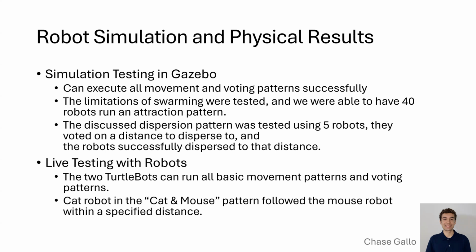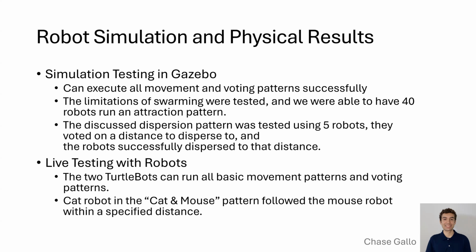We also tested some of the limitations in Gazebo, so we were able to have around a maximum of 40 robots run an attraction pattern, and they all attracted either in separate small groups or attracted all together in one big group. And this was done because we don't have 40 robots available, so we wanted to test the scalability in simulation at the very least.